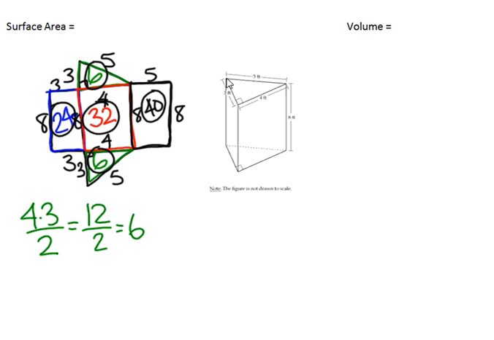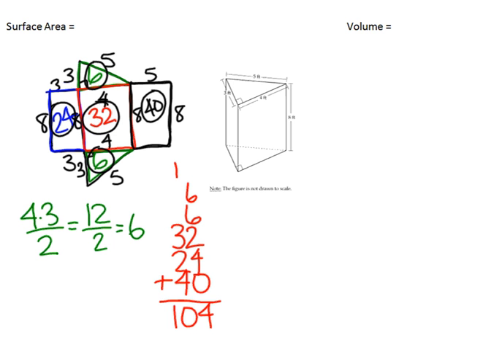Now I can go ahead and add those up. So 6 plus 6 plus 32 plus 24 plus 40. And that's going to come out to 104, and this is in feet, so that's going to be feet squared.